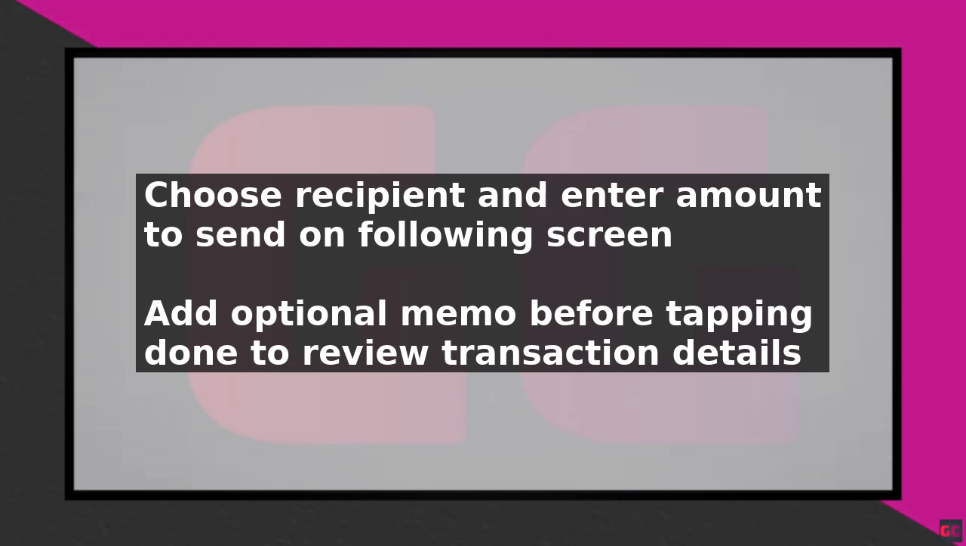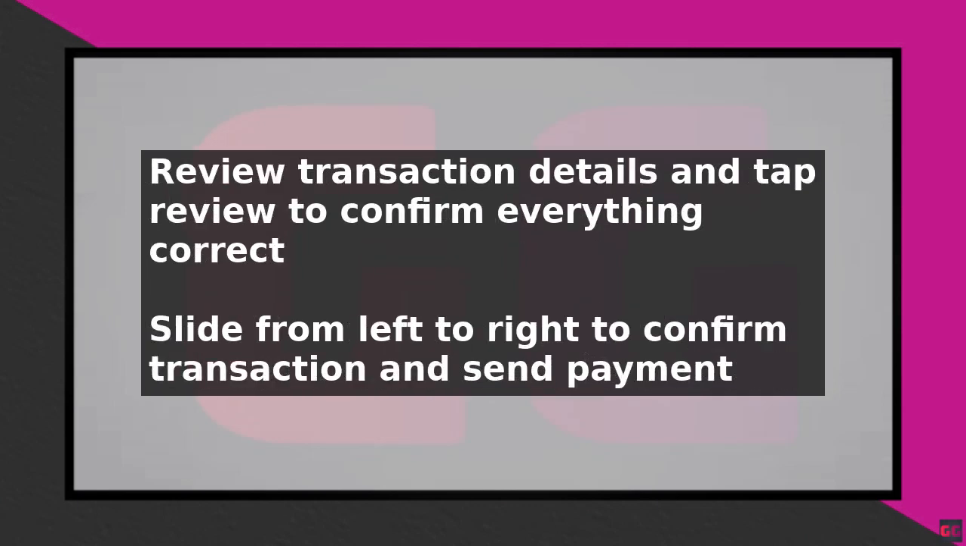Next, choose the recipient you want to send money to. Then enter the amount you wish to send on the following screen. You can also add an optional memo before tapping Done. After reviewing the transaction details, tap Review, and on the next screen, you'll have a final chance to confirm everything is correct. Once you're satisfied, slide from left to right to confirm the transaction, and the payment will be sent.